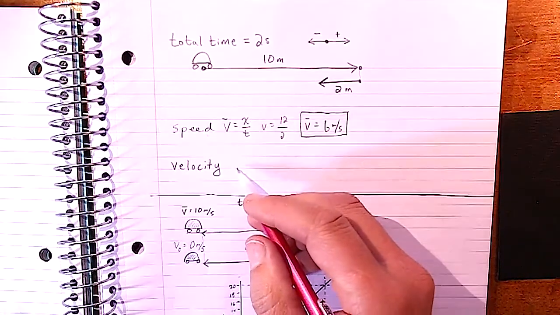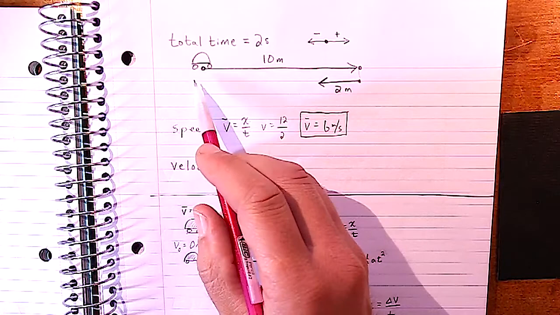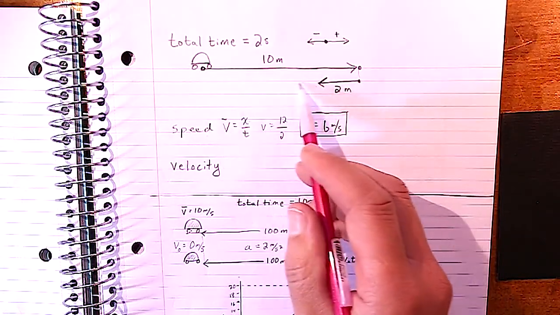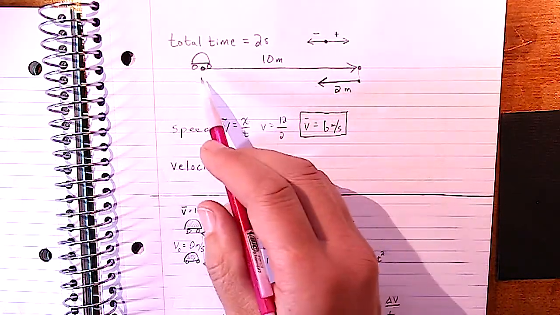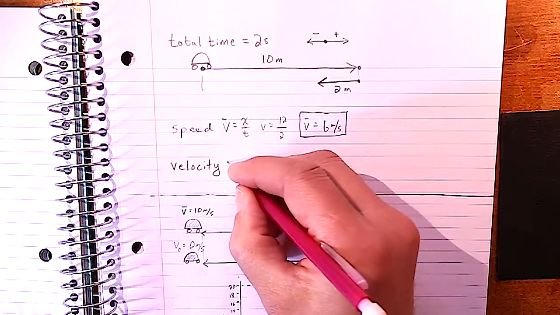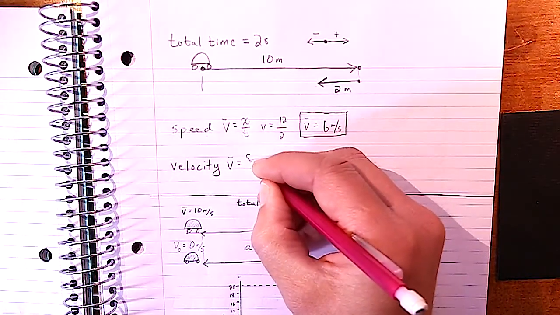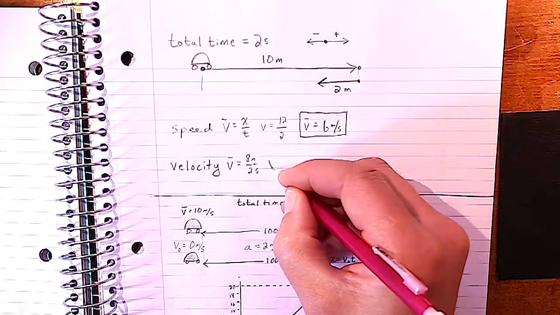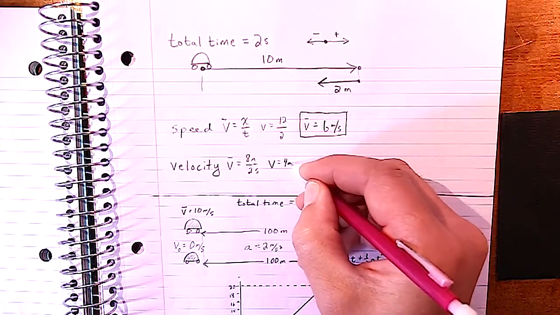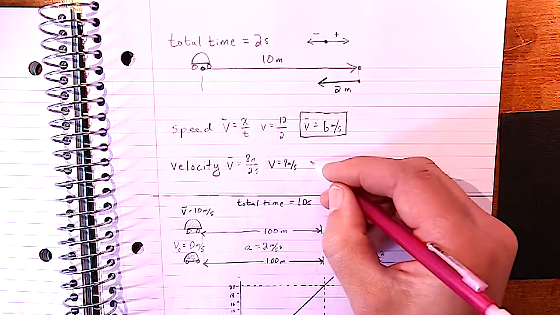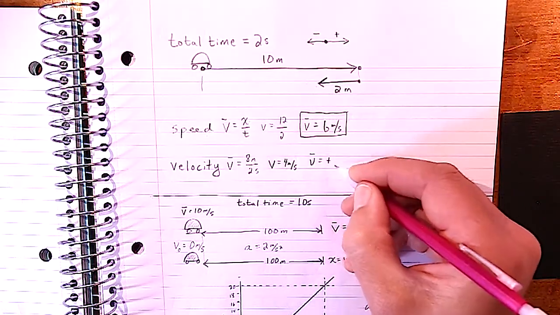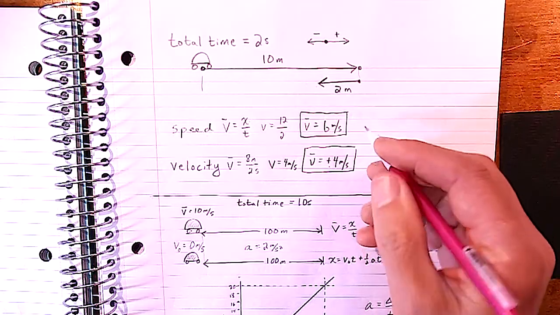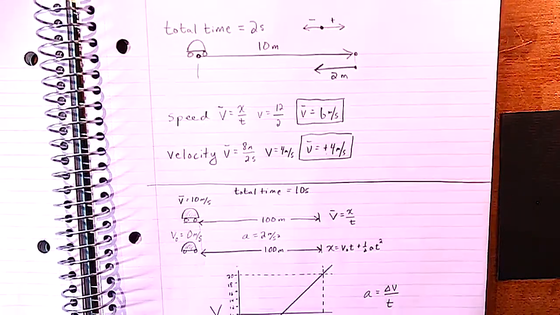For the velocity, velocity is displacement over time. So where is the car after 2 seconds? It is 8 meters to the right from the origin, which is where we started. So when we do displacement, we're going to say 8 meters, notice that's plus to the right, over 2 seconds. So our average velocity is going to be 4 meters per second. And we don't have to write this plus, but I'm going to put it in there because it came out positive, telling us that our average velocity is to the right.